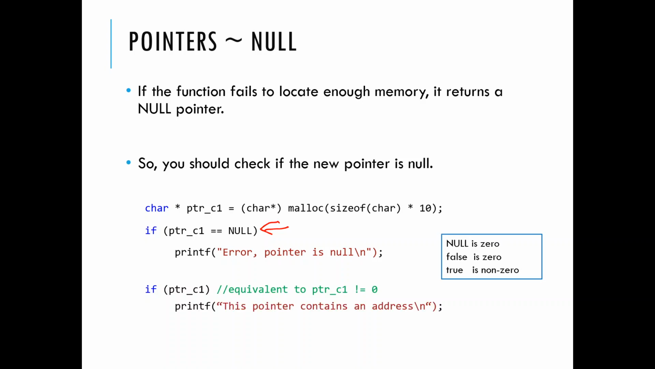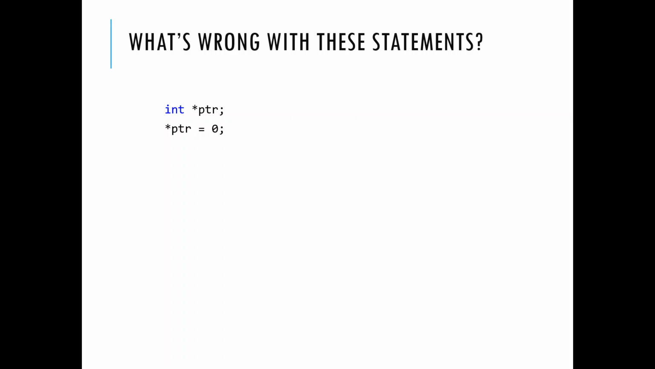And then we can just return the address. Okay, so what's wrong with this statement? Here's an int pointer. It's going to be equal to 0. Am I allowed to do that?